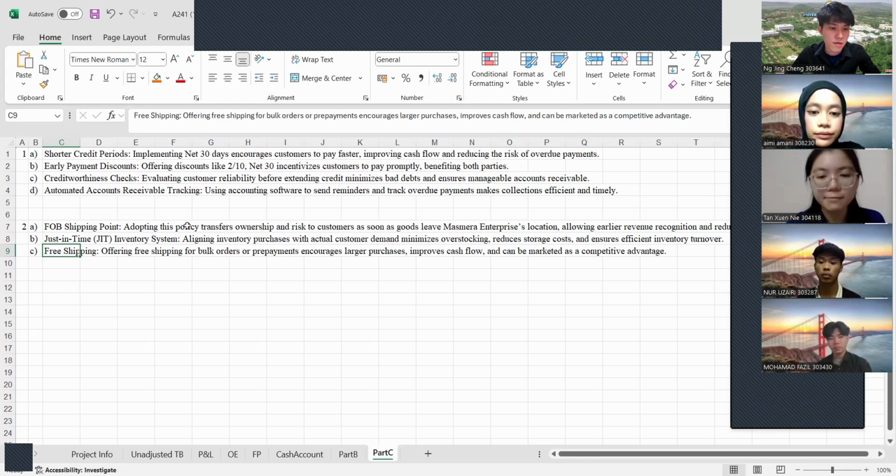So to summarize, our recommendations for credit terms include shorter payment periods, early payment discounts, credit checks, and also automated receivable tracking. For shipping, we discussed adopting FOB shipping point, offering free shipping for bulk orders or prepayments, implementing JIT systems, and focusing on strategies that boost customer satisfaction. These steps will help Marshmara Enterprise expand successfully while maintaining financial and operational efficiency.